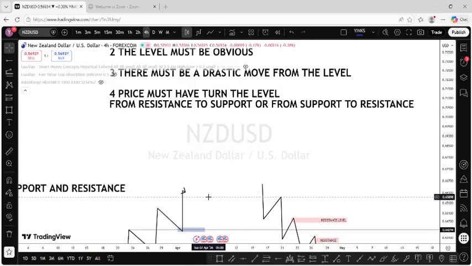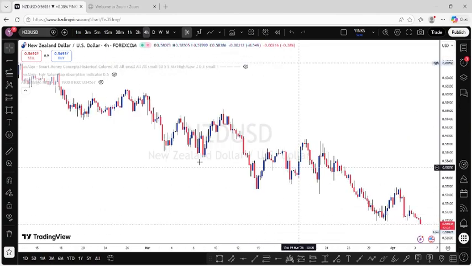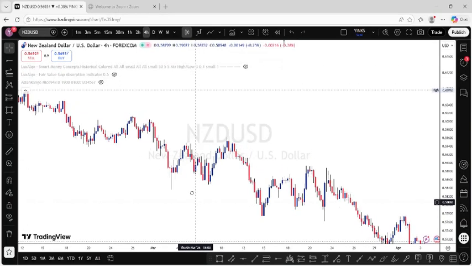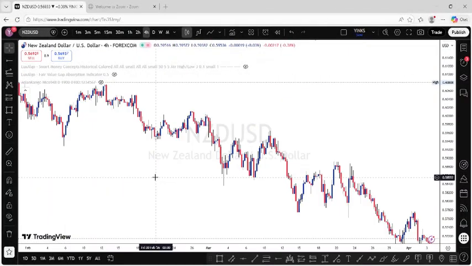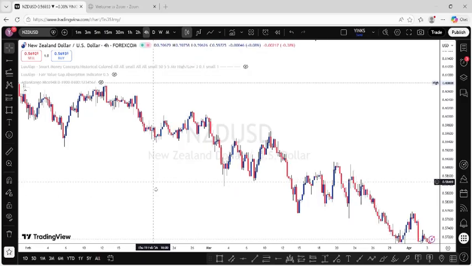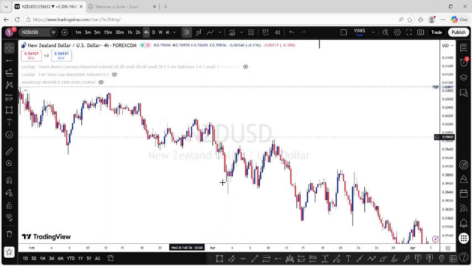Let's dive into the chart. Let's see if we can identify a valid support and a valid resistance using our criteria. Now, this is the NZD-USD chart. Clearly, this is what? A selling structure. This is a clear downtrend, giving us a series of what? Lower low, lower high, lower low, lower high, lower low to this point, and lower high. We have a lower low right here.